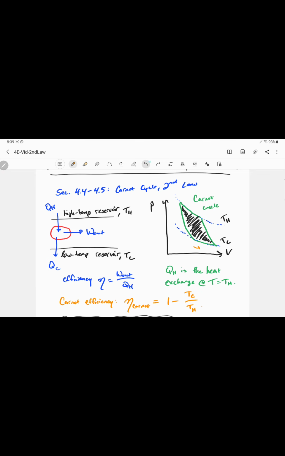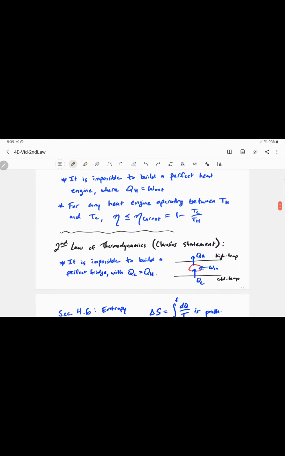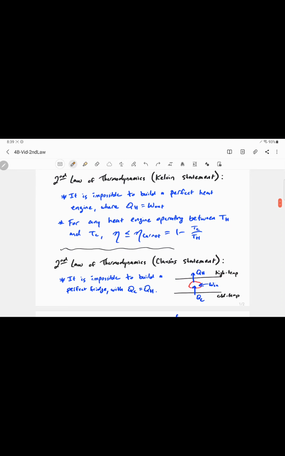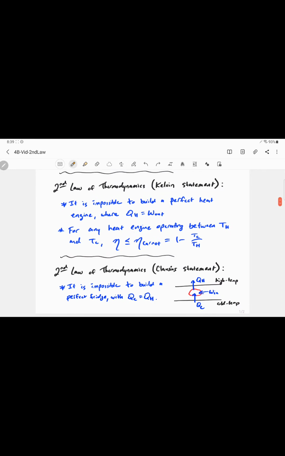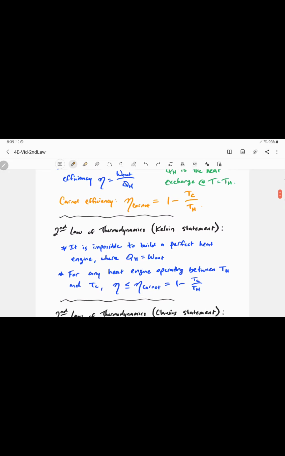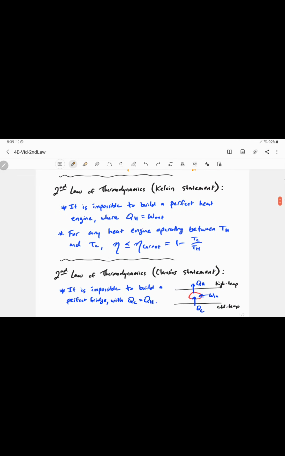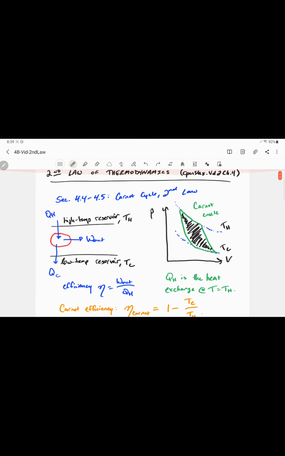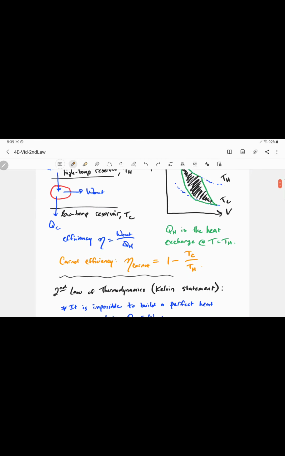So there's a maximum possible efficiency of a fridge. We call it a coefficient of performance. If we had more time, we would go into that, but mostly you'll just be responsible for the Kelvin statement of the second law and Carnot cycles and computing efficiencies.